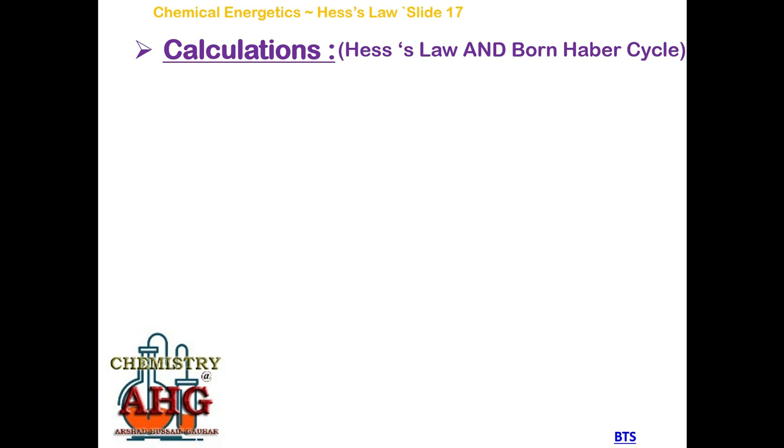Now let's start with the first type of calculations, for the formation of ionic compound. Remember one thing: as I have told you in the previous lectures, formation of ionic compound involves two different paths, direct path and indirect path, and the enthalpy change of the direct path is equal to the standard enthalpy change of formation. It is always the direct path for the formation of an ionic compound.